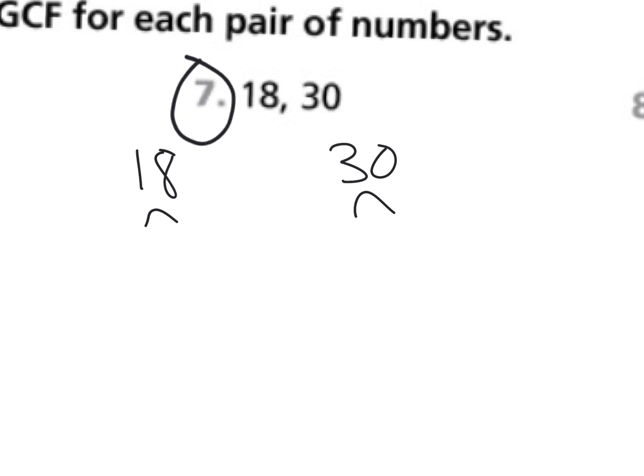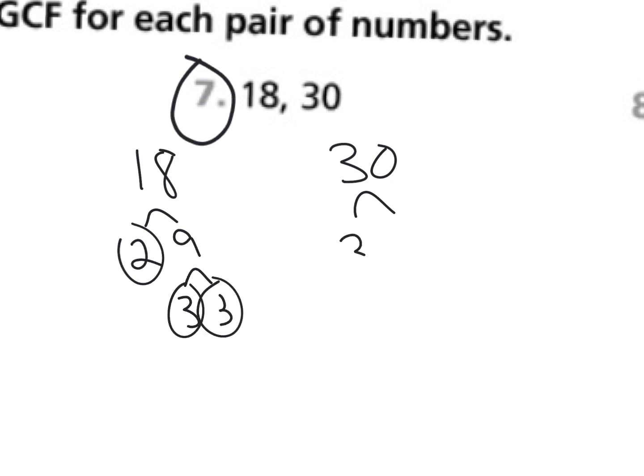Okay, so 18 and 30, we're going to do our prime factorizations again. Like I said, there's different ways you can do these, but this is just a way I'm choosing to show you how to do this. So different ways to break 18 down. One option, we could do 2 times 9, and then 9 is 3 times 3. 30 we could do 3 times 10, and then 10 is 2 times 5.